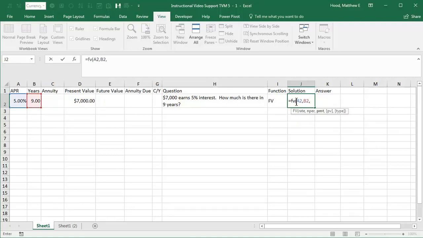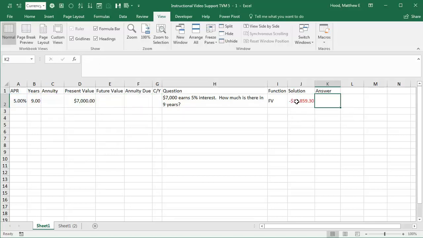the payment. There isn't one. I'm just going to skip it, but I put in this blank, and then present value is 7,000. So the future value shows up to be minus 10,859.30, which is not the correct sign. The answer would be 10,859.30. That's what it's going to grow to at that point.